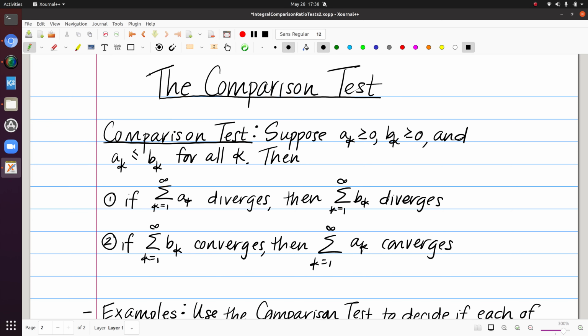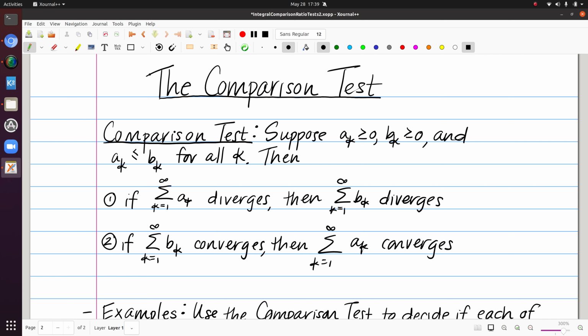We've seen the comparison test that we can use to compare two improper integrals to see if potentially one converges or diverges, knowing that the other does. And this is actually going to be the same idea. Instead, though, we're going to use a comparison to compare two series.